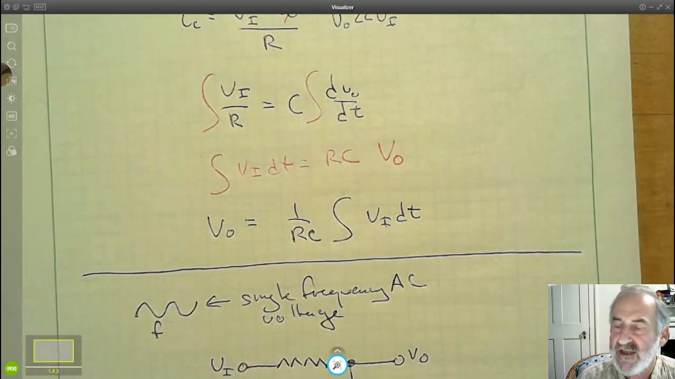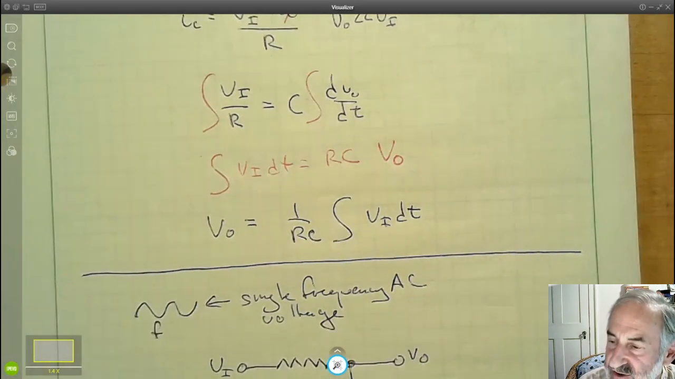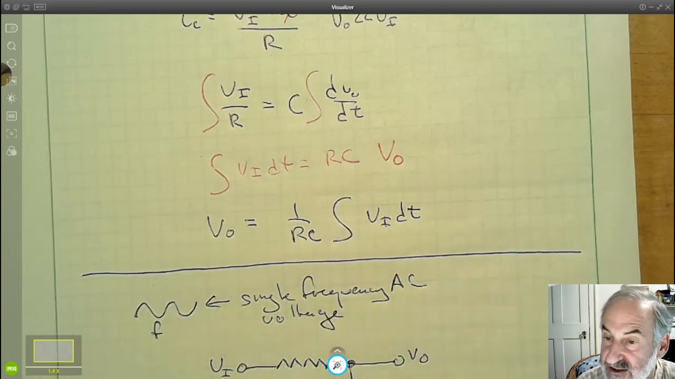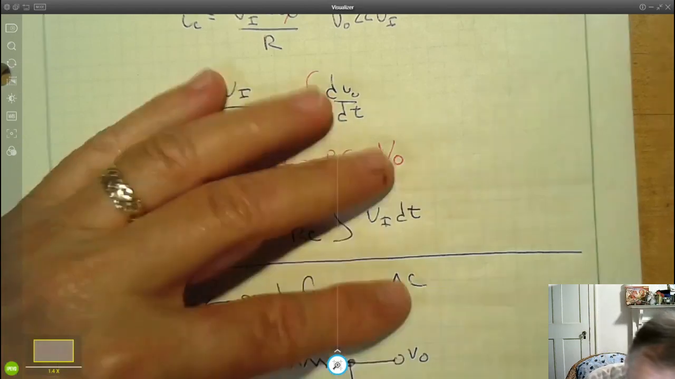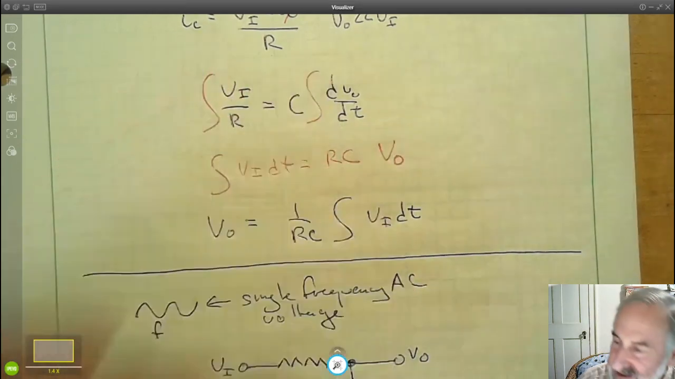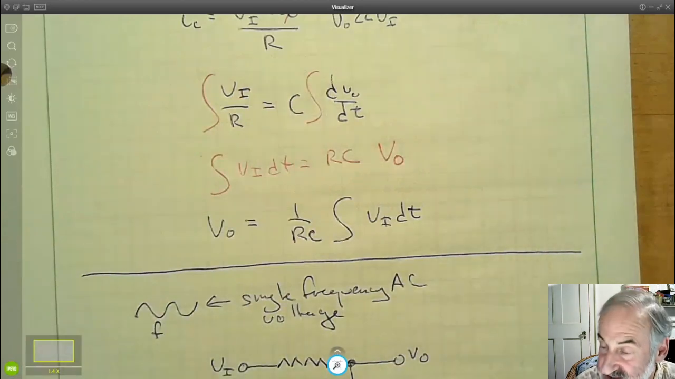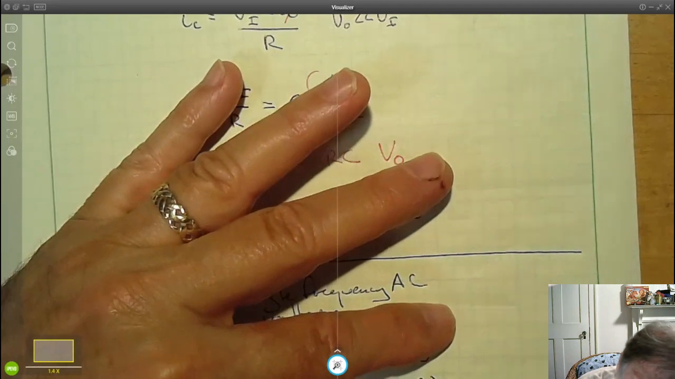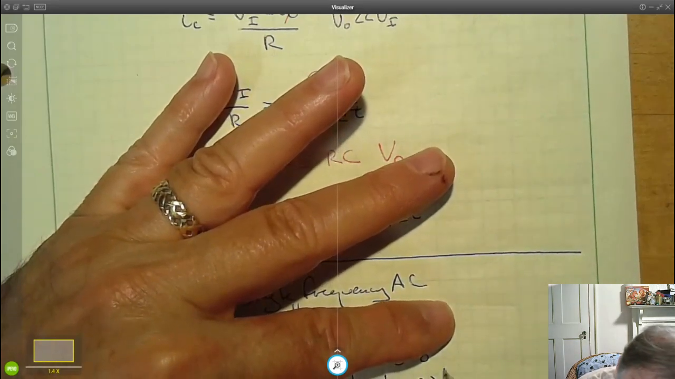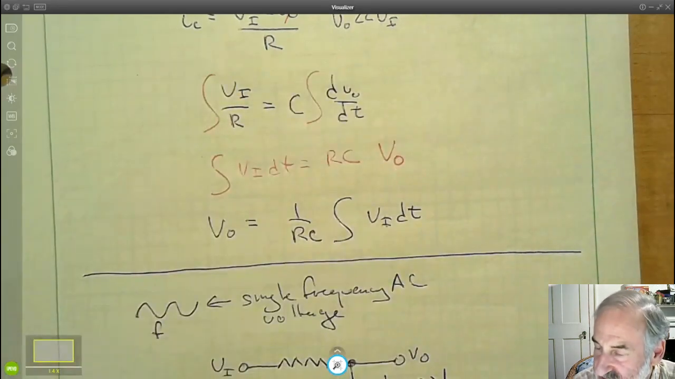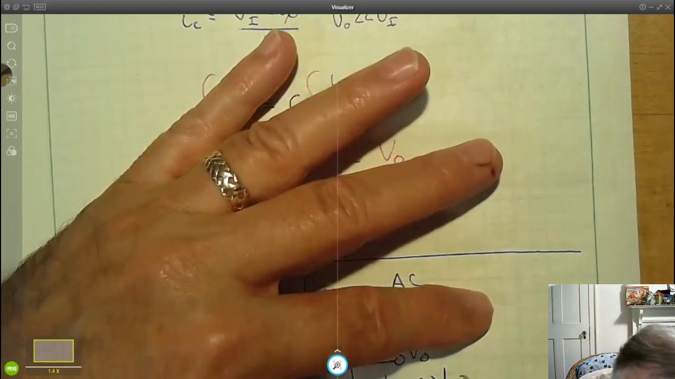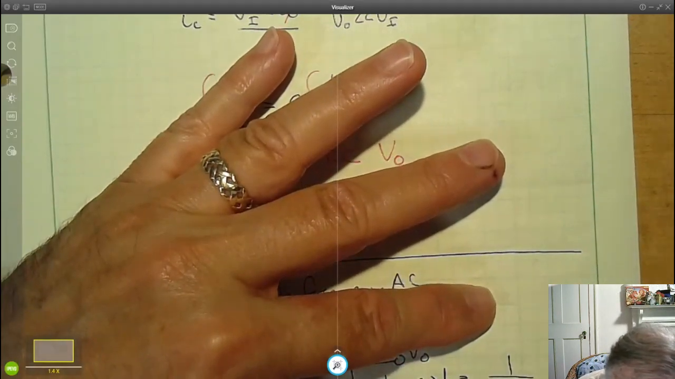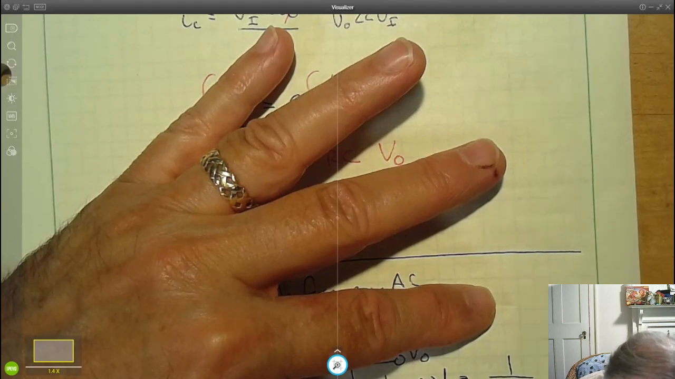Well, it turns out that another way to look at capacitors is we can look at them as frequency dependent. I don't want to say resistors because they don't have resistance, but frequency dependent elements. And it turns out that the impedance is like resistance, except that it has a frequency. So Z is a function of frequency. And the magnitude of the impedance of a capacitor is equal to 1 over 2 pi fC.